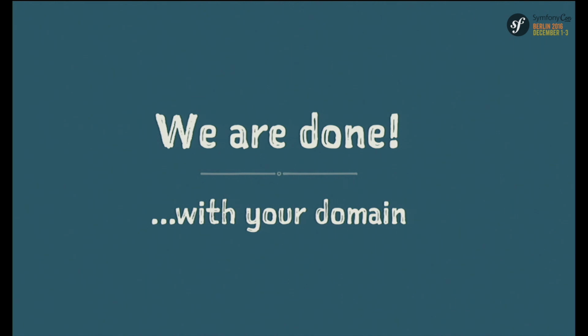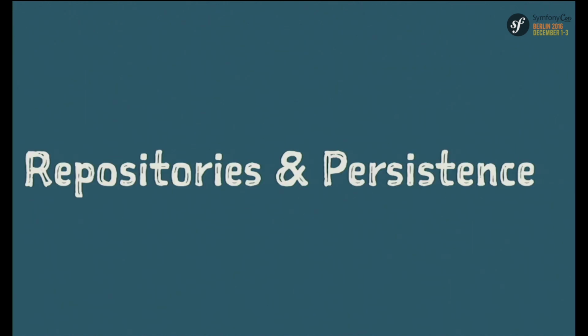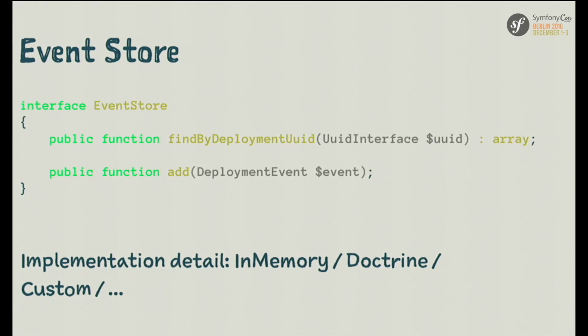So next step is, we have these events, but actually we don't do anything with them so far. So next step being the repositories and the persistence. First, because the events are the only source of truth in our system, we need to persist these events. And we're going to use an event store. An event store being just something that matches this contract. This contract being, hey, I can find some events using a deployment UID, my aggregate root, and I can add some events.